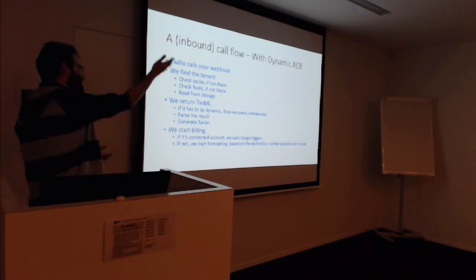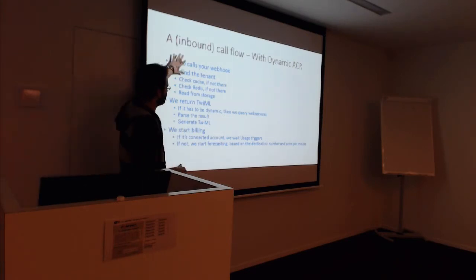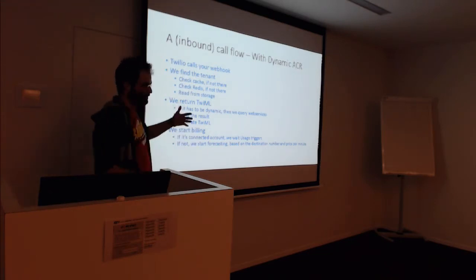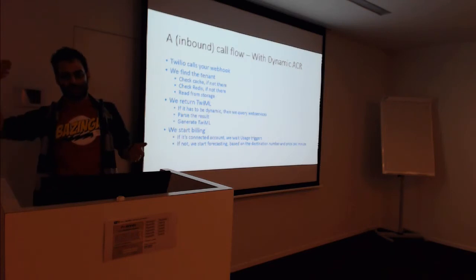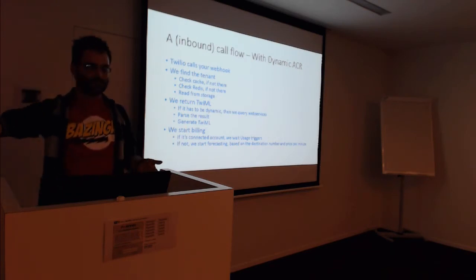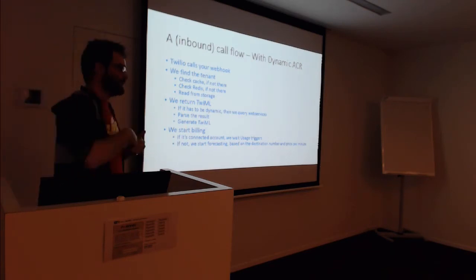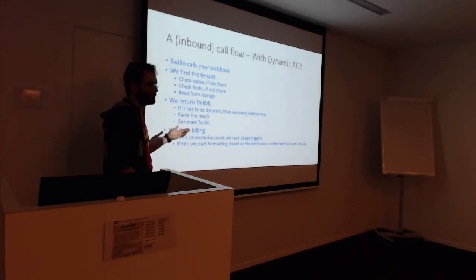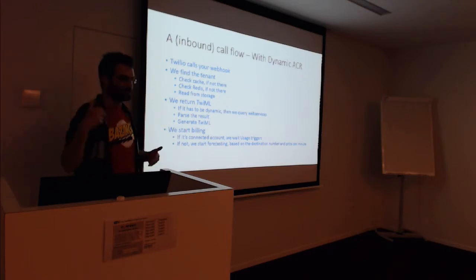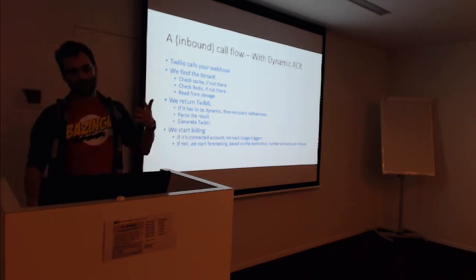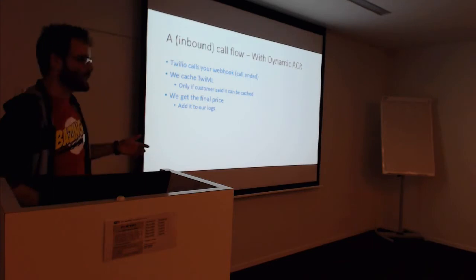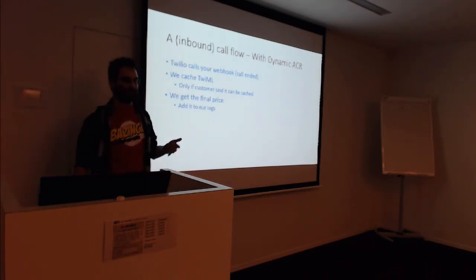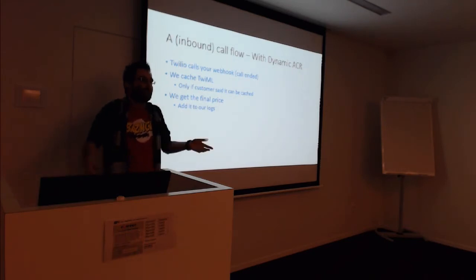Now, in case we have dynamic ACR, the first part is the same. The second part is the one that is slightly different. So to generate TwiML, we dynamically query the web services, then we parse the result, and if the result is something meaningful to us based on what you said, then we generate TwiML. We still don't cache it, right? We cache it after we're done. Billing works again the same way, then we cache TwiML only if the customer said it can be cached, because if it's completely dynamic, there is no point for me to cache it anyway.